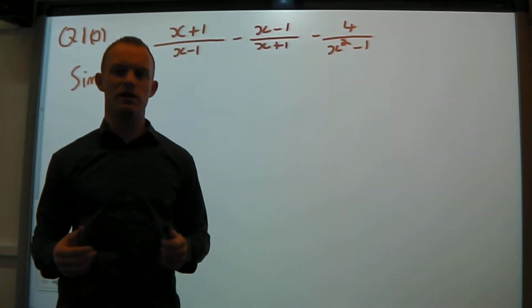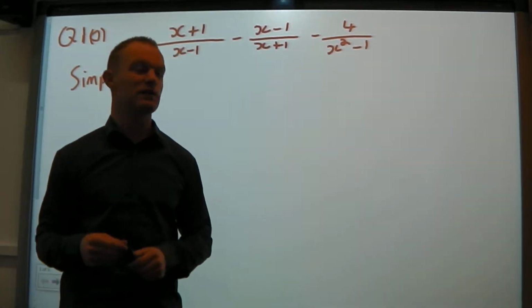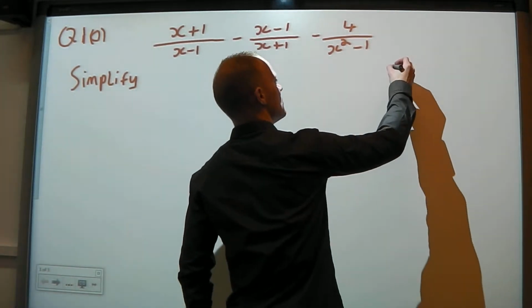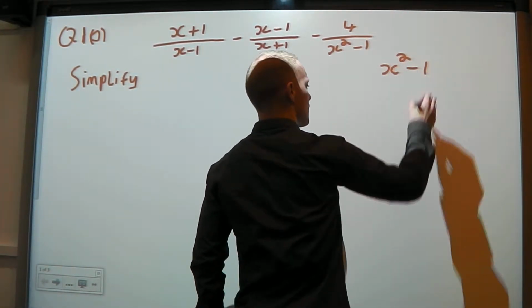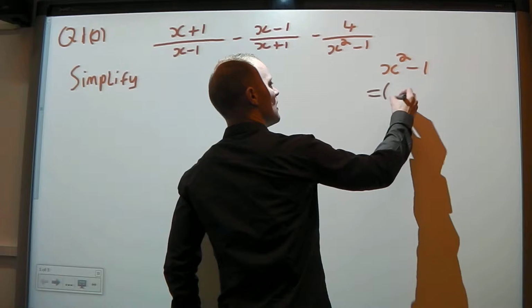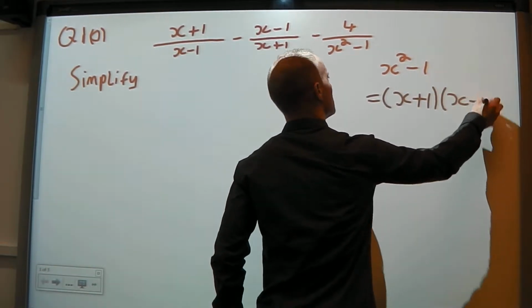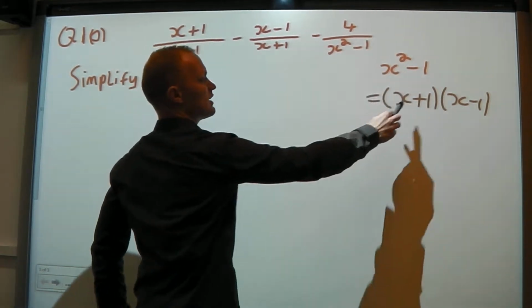Now for question 1, nearly every single year you're going to have to know the difference of two squares, and especially for this one. The difference of two squares means that x squared minus 1 is equal to x plus 1 times x minus 1. So x squared minus 1 is equal to (x plus 1)(x minus 1).